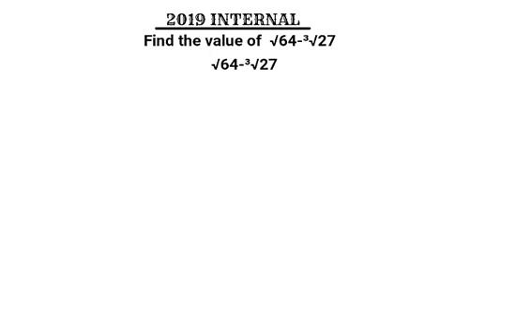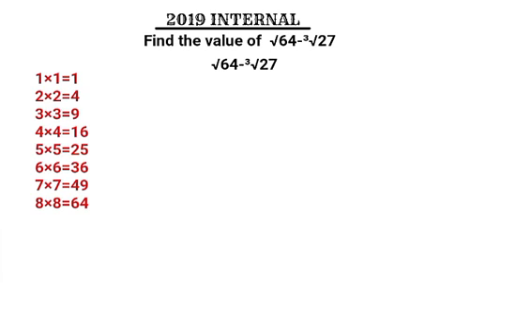So let's find the number that we can multiply by itself to give us 64. So I'll start with the 1. I'm going to write the square root and their square numbers. As you can see on the right side, I've done that, where 1 multiplied by 1 will give us 1, which is a perfect square.